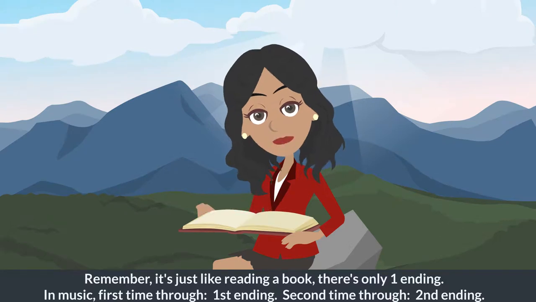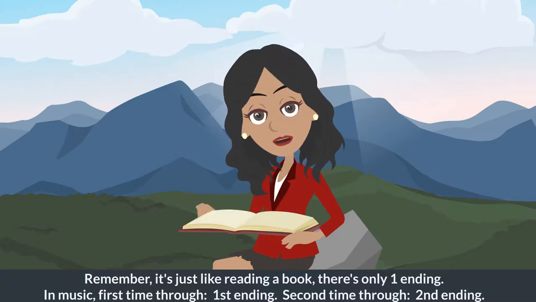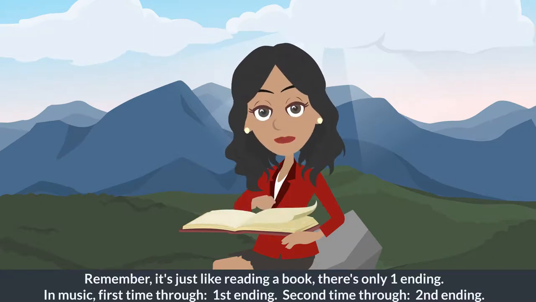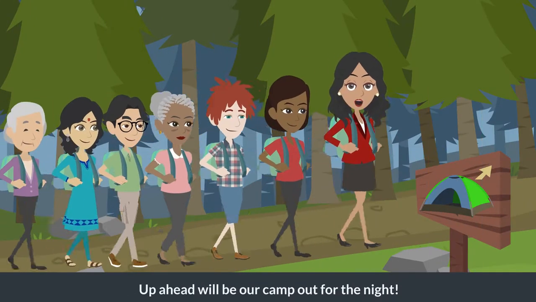Remember, it's just like reading a book. There's only one ending. In music, first time through, first ending. Second time through, second ending. The music symbols will tell you which ending to pick each time. Up ahead will be our camp out for the night.